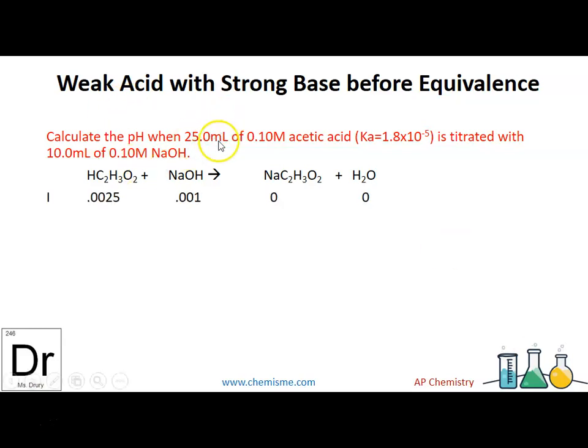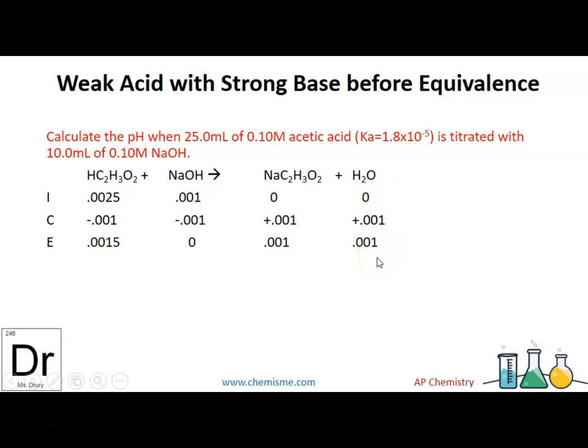So I did that by multiplying the molarity times the volume here, and the molarity times the volume, and I put it there. Our change is going to be the lower of the two numbers, so I'm going to subtract by 0.001 and 0.001, add it to the other side. And at equilibrium, when we subtract, we get 0.015 acid, nothing in the base, a little bit of salt, which remember is basic, and water.